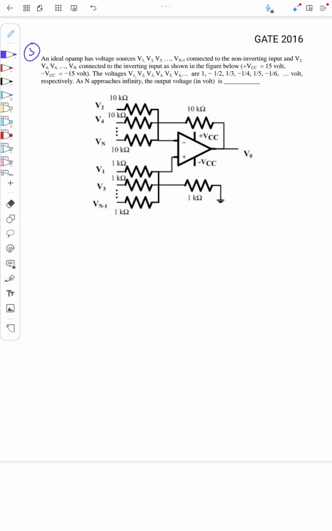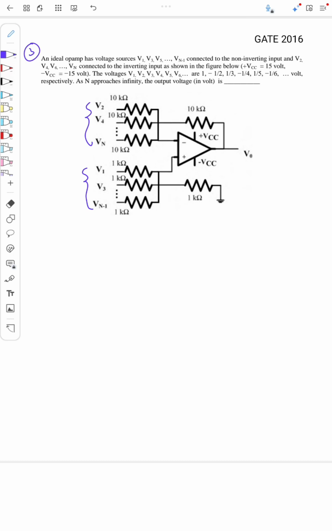So half of the input sources are connected to the non-inverting terminal, that is V1, V3, etc., Vn minus 1, and the other half, V2, V4, V6, etc., Vn, is connected to the inverting terminal of the op amp, right? Also given, plus VCC and minus VCC are 15 volts and minus 15 volts respectively. The voltages V1, V2, etc., Vn are 1, minus 1 by 2, 1 by 3, minus 1 by 4, 1 by 5, etc.